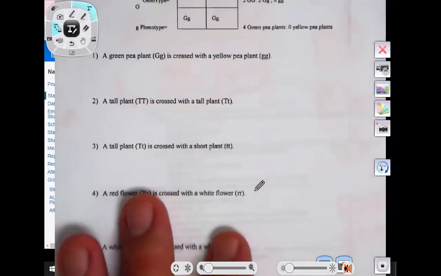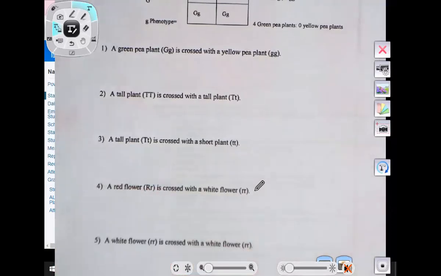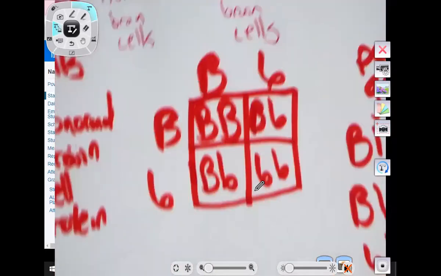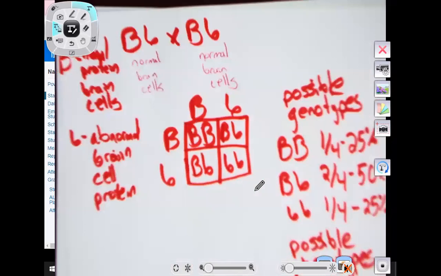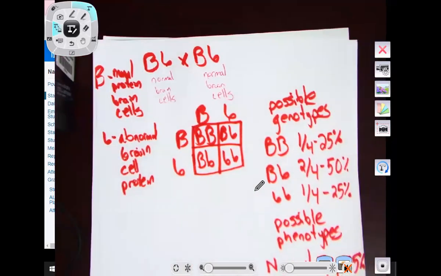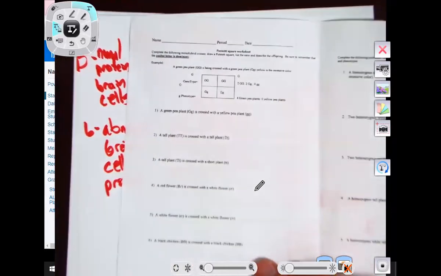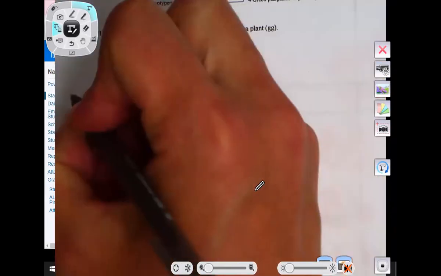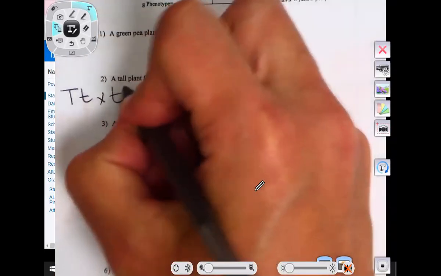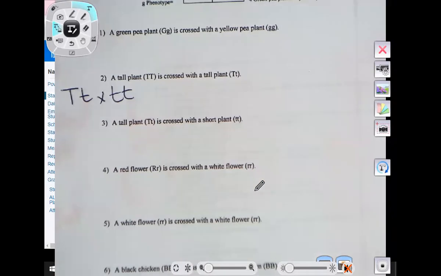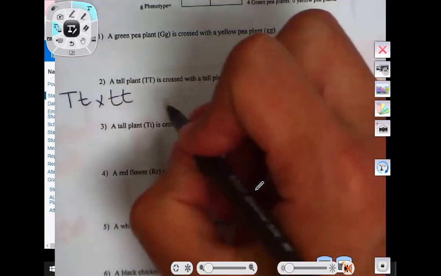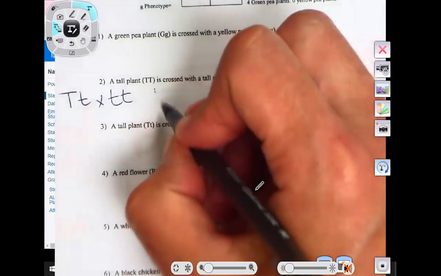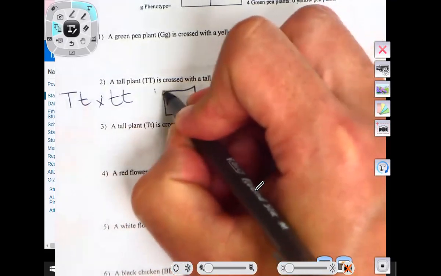All right, so I'm going to lead on this problem here. What is the first thing we've done with every one of these problems? You write the parents' genes first. It actually already tells us the parents' genes, so this makes it even simpler. What are the parents' genes? Big T, little t times little t. That's the cross. And then we're going to do our Punnett square. So I'm going to do my little box.